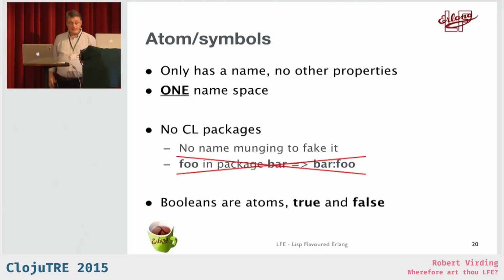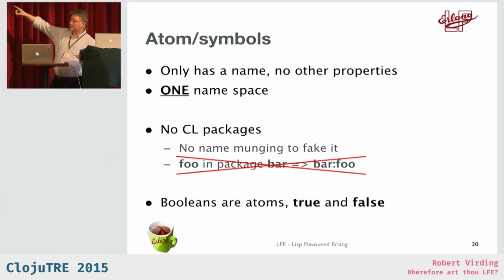Okay, we use Erlang atoms for Lisp symbols, but they don't quite fit. For example, there is only one namespace. There is no concept of namespaces in the Erlang system at all. I cannot have the atom foo existing in different namespaces. There's only one foo. That's it, right? So I can't implement Common Lisp style packages like this.